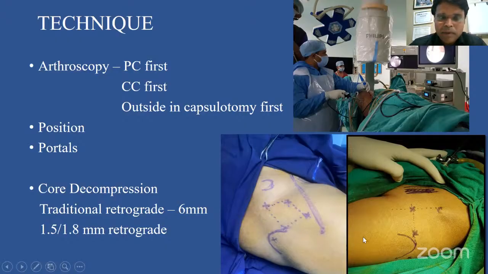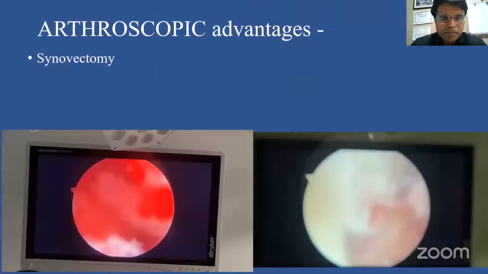For central compartment first and outside-in capsulotomy first techniques, two portals basically: one is the anterolateral portal, the other is the instrument portal, that's the anterior portal. How I did core decompression: in the majority of patients I did traditional retrograde reaming with the 6 mm, and in a couple of patients I used multiple drill holes, which was mentioned in one study, where I used 1.8 mm drill bits for core decompression.